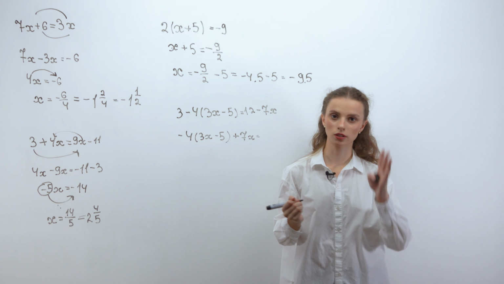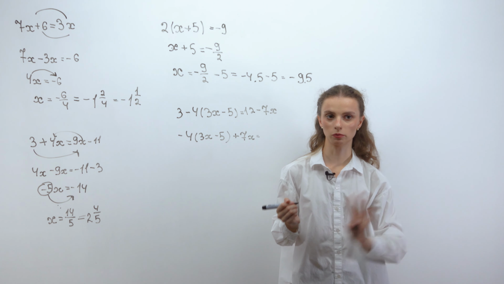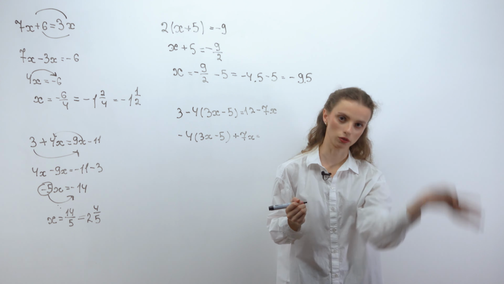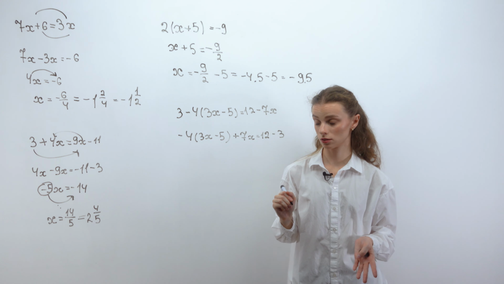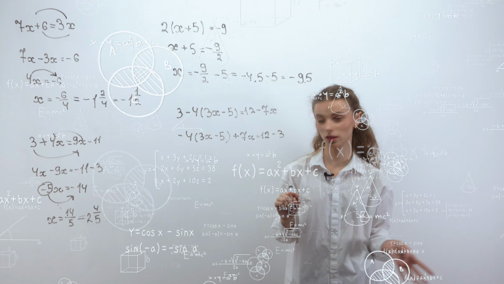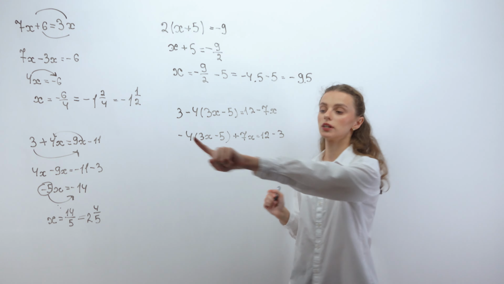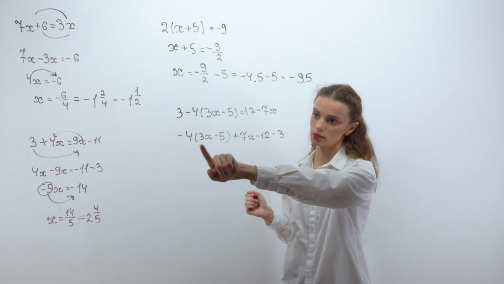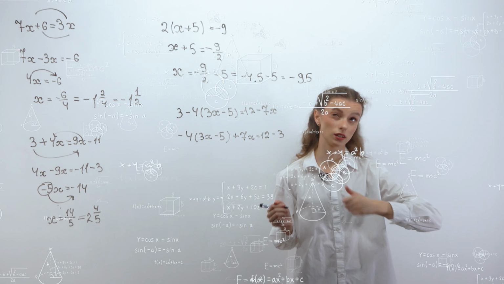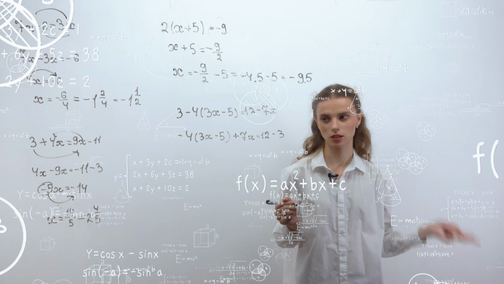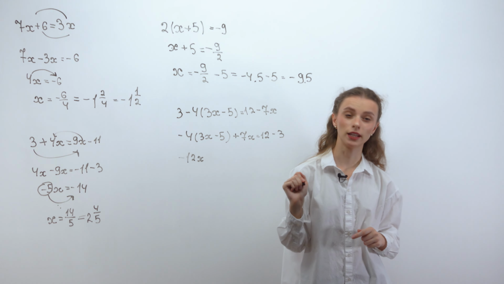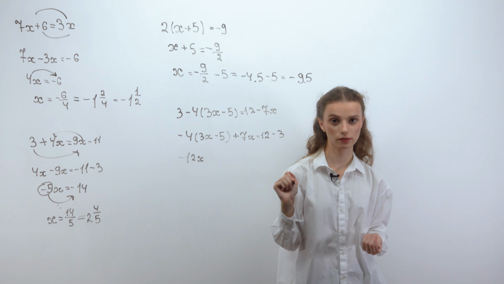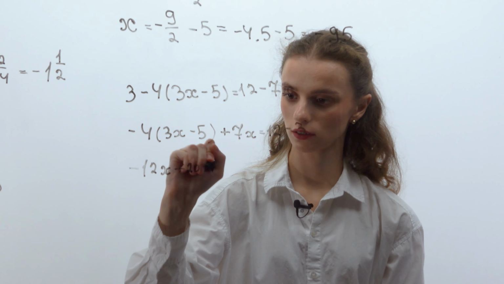And now I'm just going to move around my positive 3. When it goes to the other side, it becomes negative. Alright, so what I'm going to do now, I think I'm going to open parentheses. So I'm going to have negative 4 times 3x. Negative 4 times 3 is negative 12. And negative 4 times negative 5 is just going to be 20. Keep my plus 7x.